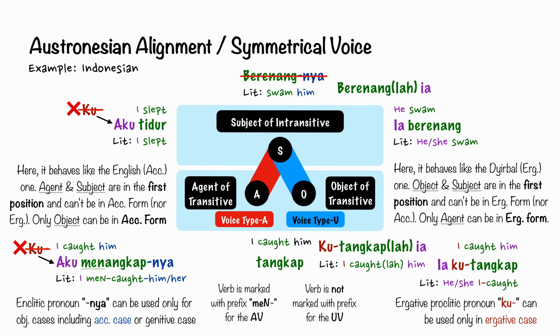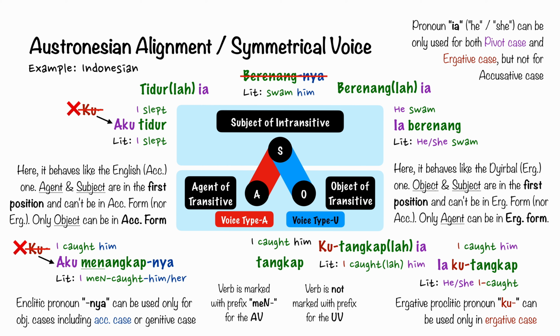Kutangkap ia or kutangkaplah ia has a structure similar to berenanglah ia or berenang ia or tidurlah ia, where the pivot can be positioned at the end of the sentence instead of at the beginning. This flexibility in Indonesian allows both intransitive and transitive pivots to appear after the verb. It's also important to note that in Indonesian, ia functions only as a pivot or ergative, but not as an accusative. This distinction enforces that ia in the example before serves as a pivot, not as an accusative.